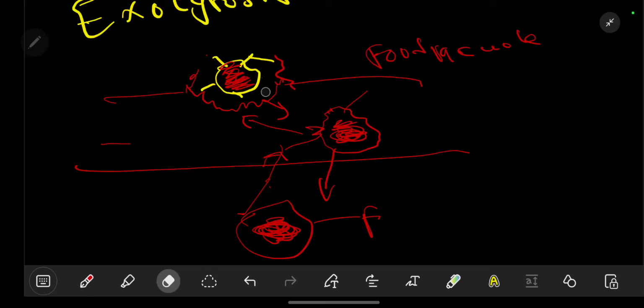That is called exocytosis if it's going outside. If it is going outside, it's exocytosis. If it is coming inside, it is endocytosis. So that is how the mechanism of transport works.